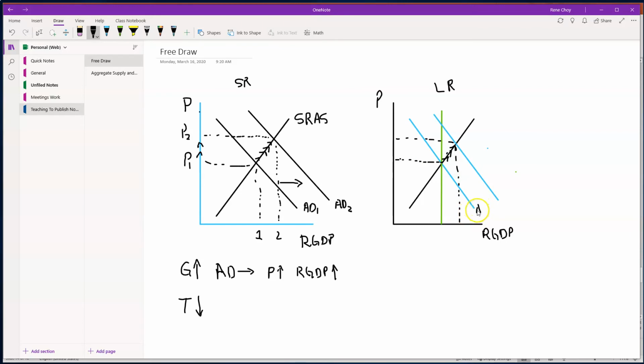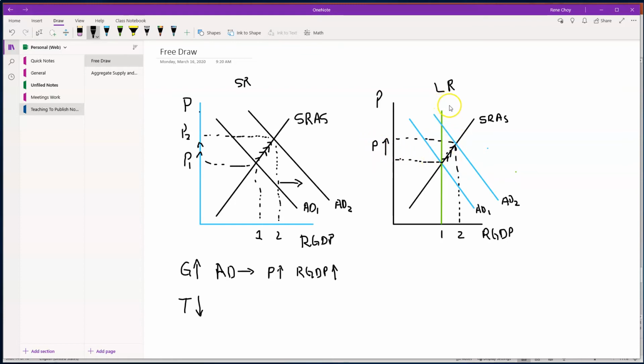So here we are. Aggregate demand 1 has now moved to aggregate demand 2. As a consequence of that, we have moved from equilibrium level 1 to equilibrium level 2. Now, this is only in the short run. The long run line does not move. And I'll explain a little bit why, how will that move.